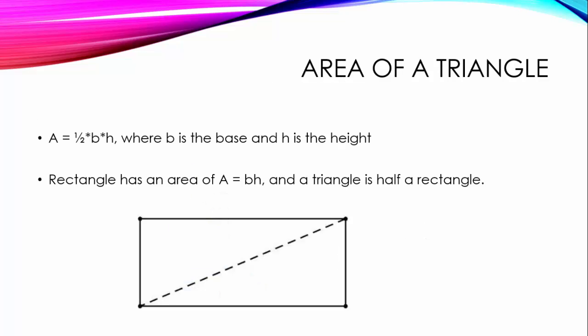Area of a triangle. As you may remember from high school, area is equal to half into base into height. If you are having trouble remembering this, simply remember that a rectangle has an area of A is equal to BH and that a triangle is half a rectangle.